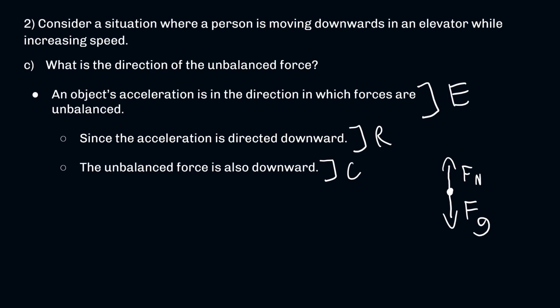That's a classic Regents question with elevators, because your apparent weight is your normal force. So they always love to ask that depending on the direction of the acceleration. If it's upwards, normal force is greater. Your apparent weight is greater. If your acceleration is downwards, normal force would be smaller than Fg. It's always the direction of the unbalanced force, the direction of the acceleration. That's where the greater force is going to be.